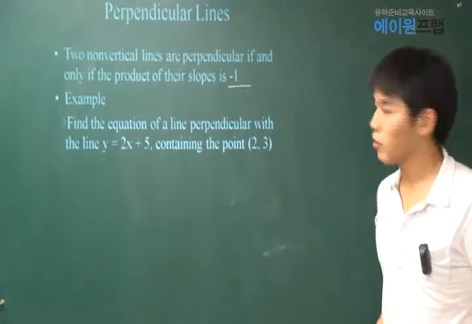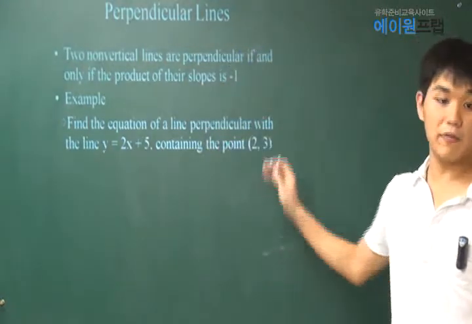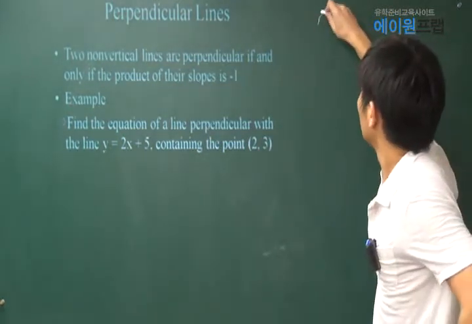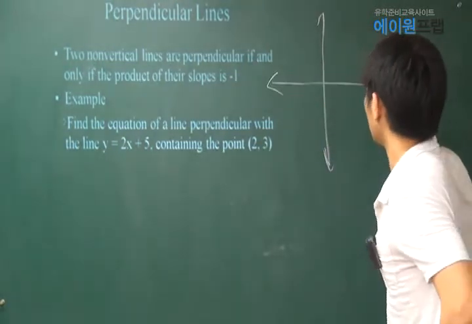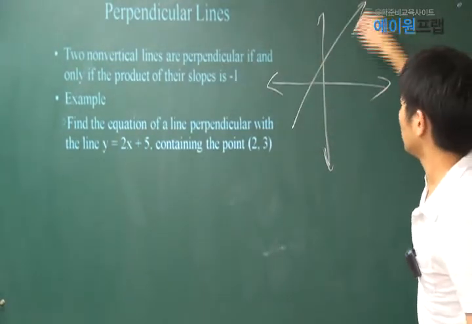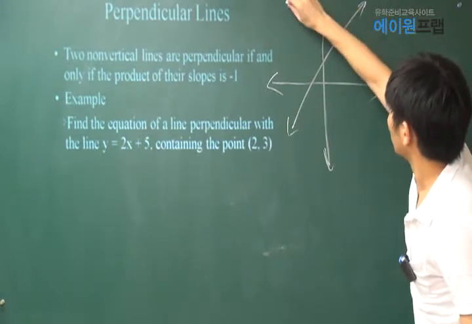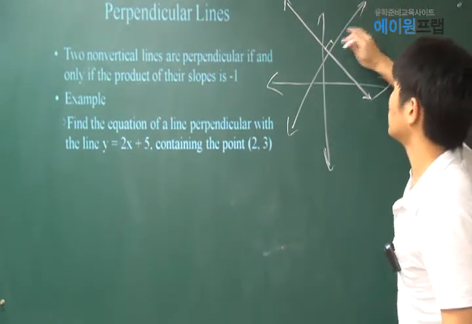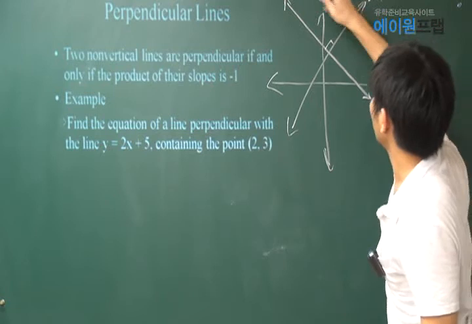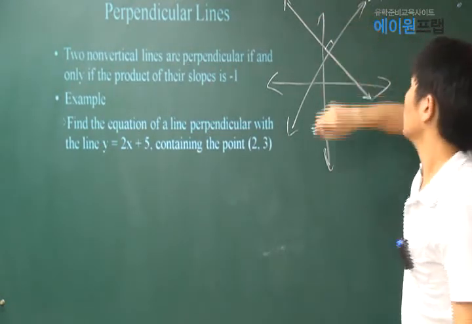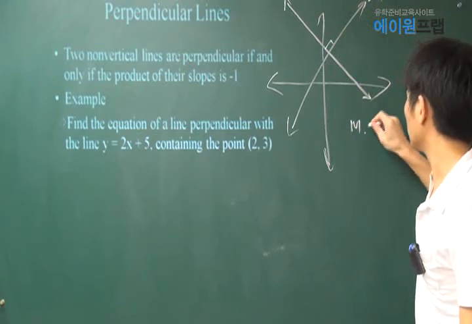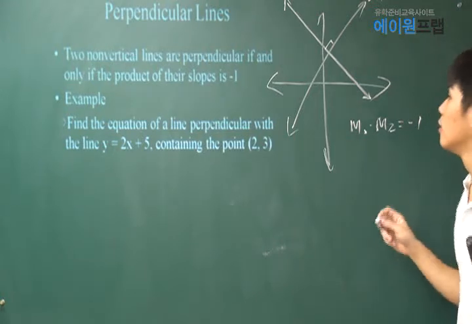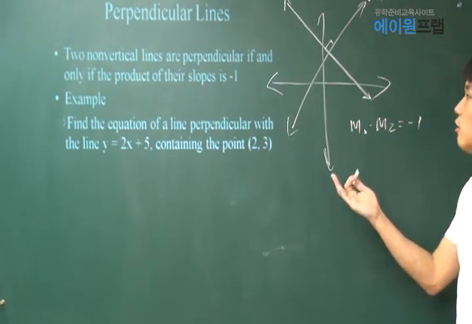Perpendicular lines are perpendicular if and only if the product of their slopes is -1. So what do I mean by that? If I have a coordinate plane with a line, and a line perpendicular to it, remember perpendicular means 90 degrees. I'll call the slope of the first line M1 and the slope of the second line M2. The product M1 multiplied by M2 is equal to -1. So that defines perpendicularness of two lines.